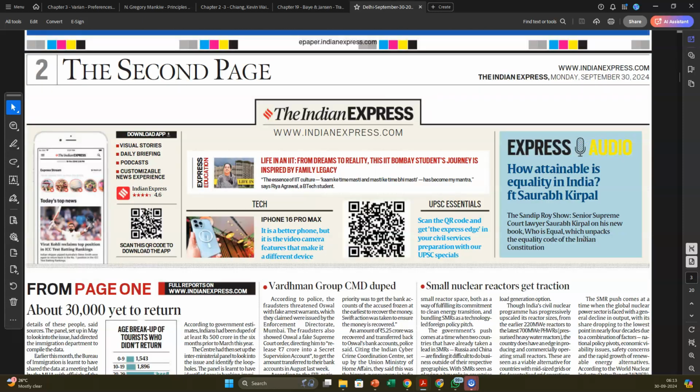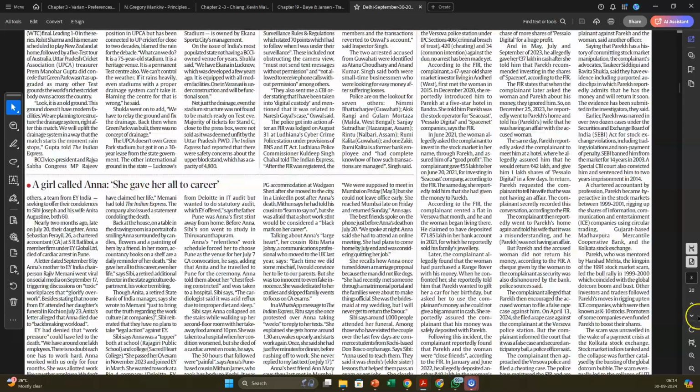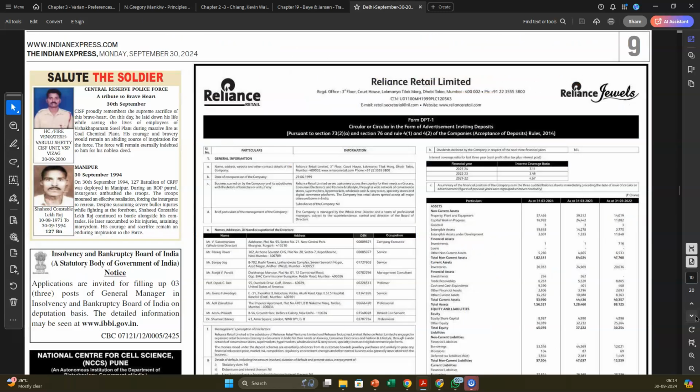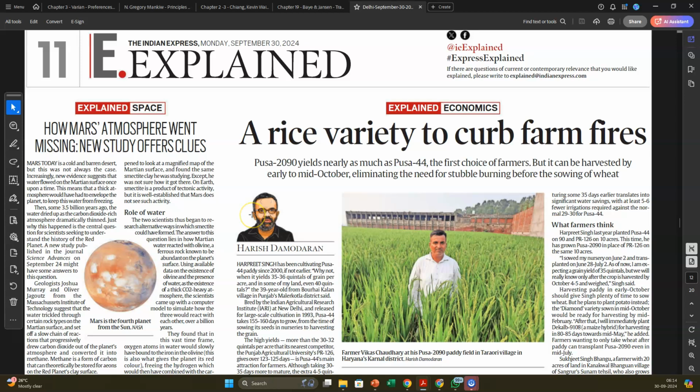Then let's move on to the meat of the newspaper, folks. Or before that, we will have the explained page. Yes. Now comes the explained economics page, where we have the first article, rice variety to curb farm fires.